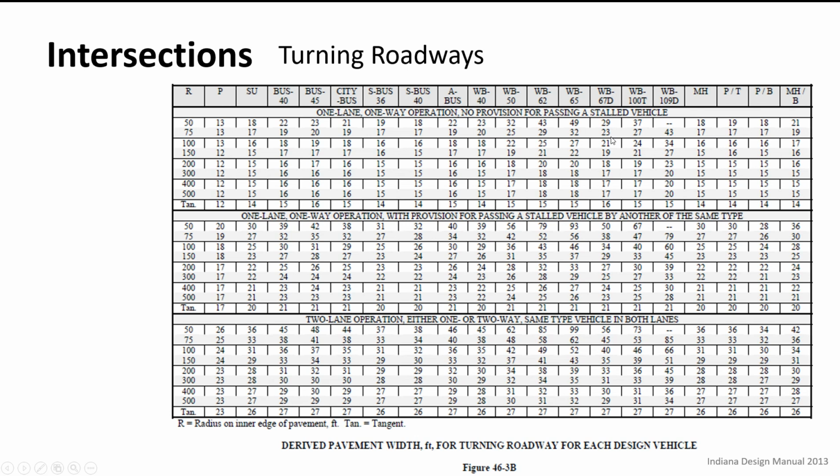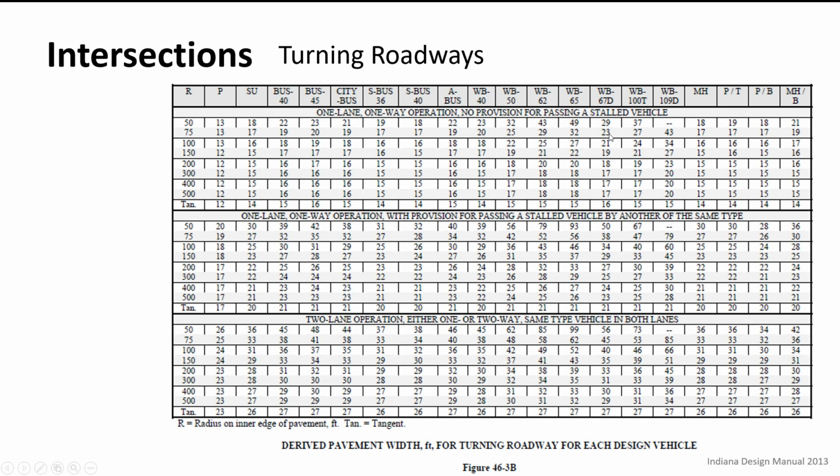And you can see for whatever your inside radius is, if you have a 100-foot radius on the inside, I need a 21-foot wide turning lane through there. And that's if I have one lane, one-way operation. This is like an off-ramp, like we just looked at, where you don't have enough room to pass the stalled vehicle. If someone stalls out on your ramp and you want to be able to get around them, you'd have to jump up to these numbers, right?